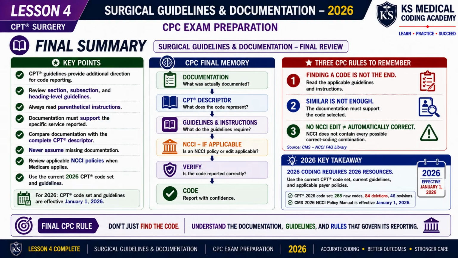Let's summarize Lesson 4, Surgical Guidelines and Documentation. First, remember that CPT guidelines provide important direction beyond the individual code descriptor. Always review section and subsection guidelines, and never skip parenthetical instructions. Next, make sure the documentation supports the specific service being reported. Compare the documentation with the complete CPT descriptor and applicable guidelines. For Medicare, review NCCI policies when applicable, but remember, no NCCI edit does not automatically mean correct reporting. For 2026, always use the current CPT code set, current guidelines, and applicable payer policies.